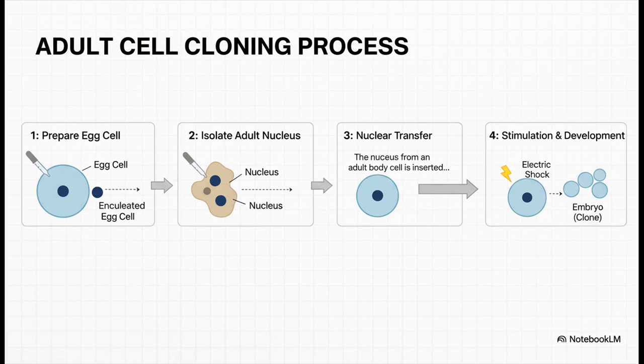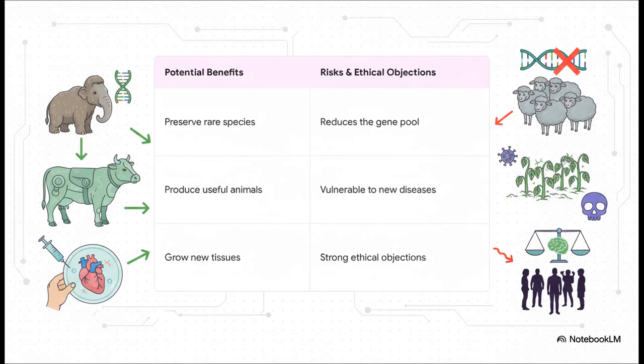So let's quickly talk about that famous method. Think of it like a cut and paste job, but with cells. You take an egg cell and carefully remove its nucleus, its genetic information. Then you take the nucleus out of a normal body cell from the animal you want to clone, and you pop it into that empty egg. A little zap of electricity gets it to start dividing, and you've got yourself an embryo that's a perfect genetic copy.